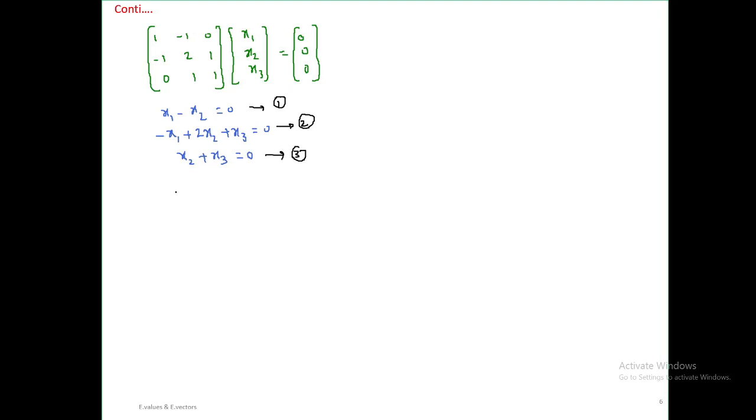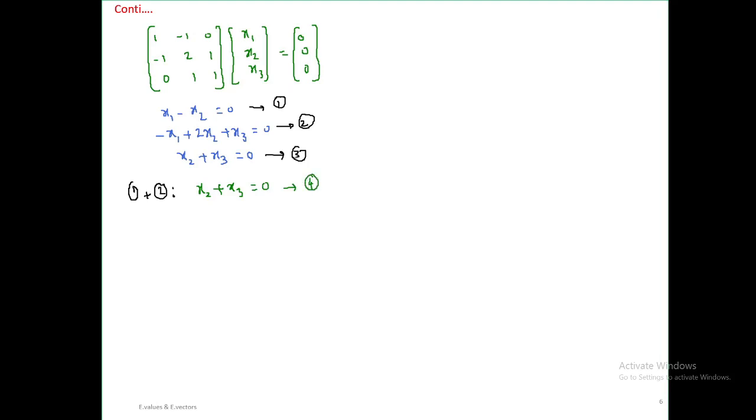Now let us take equations number 1 and 2. What I am doing is 1 plus 2 first. What will I get? First equation plus second equation, I am clubbing the first and second equations. So x1 minus x1 is 0. Minus x2 plus 2x2 is just x2 only, right? 1 times x2 plus x3 is equal to 0, and this is equation number 4, a new equation.